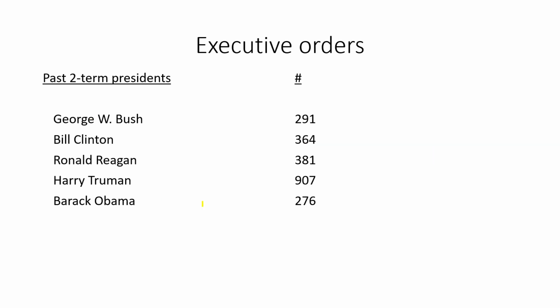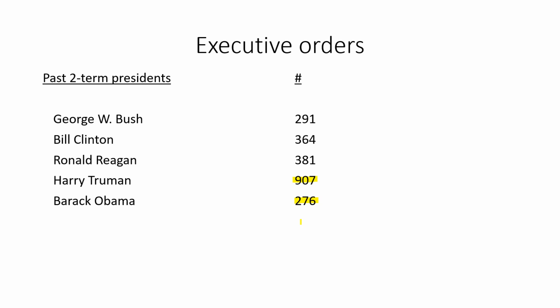Looking at the number of executive orders for two-term presidents, you can see the numbers there. Obama was a little bit lower than the norm here, but as you can see, Harry Truman was quite prolific in his executive orders because post-World War II, we were kind of establishing a new world, and Truman pretty much restructured the entire Defense Department through executive orders. One of his executive orders actually created what is now the CIA. So very prolific post-World War II.